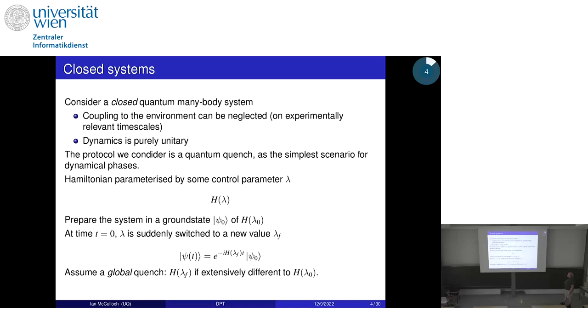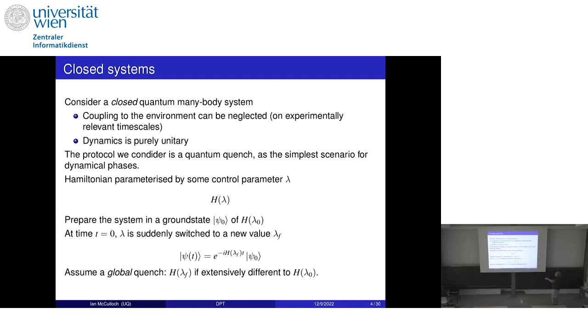So now the setting that we have is we consider a closed quantum many-body system. So we're going to ignore the environment. We'll assume that we don't have one. That simplifies things a lot. We'll assume it can be neglected. And we've got purely unitary dynamics. And we follow a quantum quench protocol.